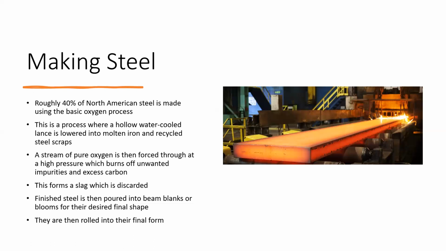All of this forms another slag, which we do not want, and we discard the slag. The slag is mostly composed of impurities and extra components that we throw in there to react with elements and other impurities that are inside the iron ore. Finished steel is then poured into beam blanks or blooms for their desired final shape. They are then rolled into their final form.